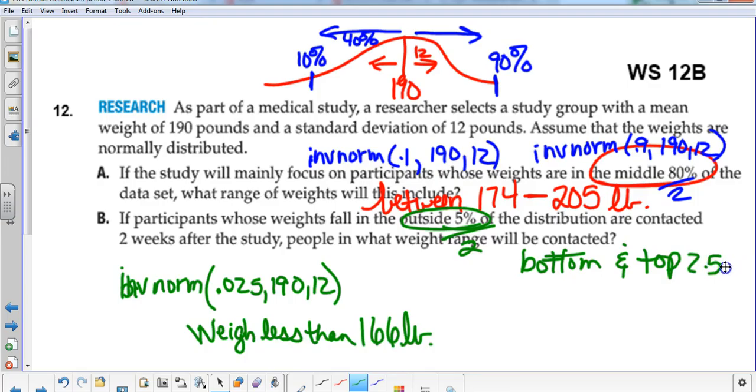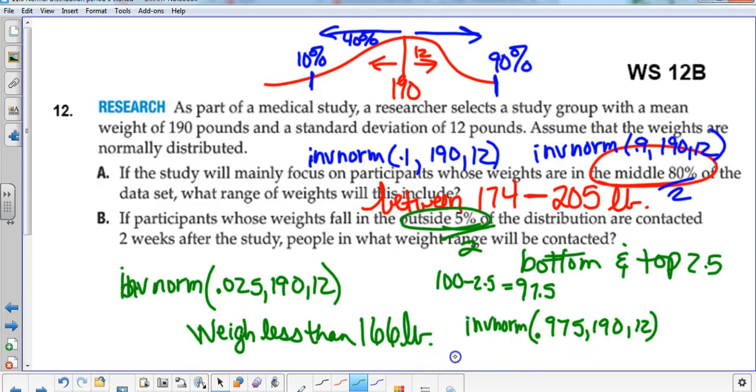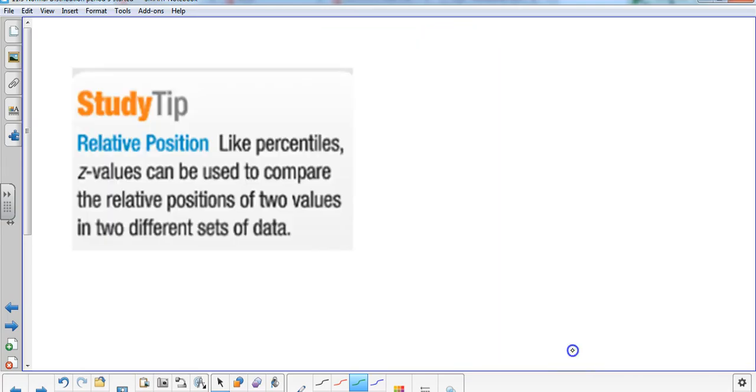And then the top 2.5%, be careful. 100 minus 2.5 is 97.5. So we're going to use 0.975, comma, 190, comma, 12. And get what? 215? 213? 213, 214, somewhere in there. Are we good? Okay.